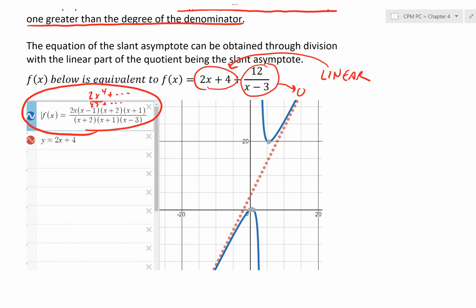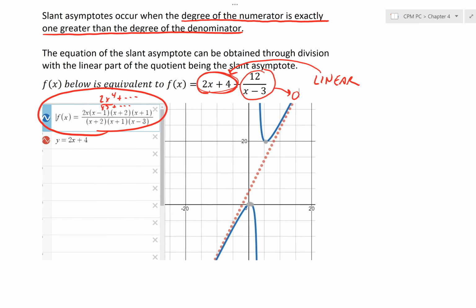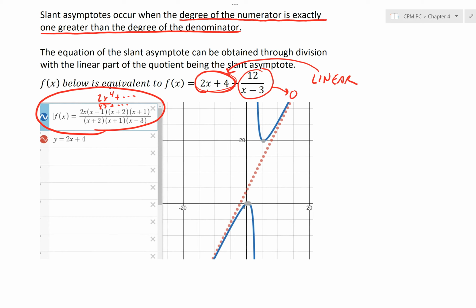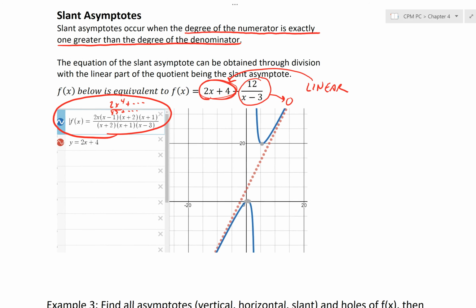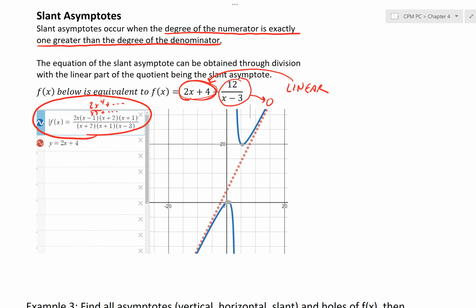So if that part's going to approach 0, then that's why the graph starts to take on the shape of 2x plus 4. Because the rest of that function becomes insignificant. It becomes so small that it's negligible, and the curve will start to resemble the line y equals 2x plus 4. Okay? So again, if the degree of the top is 1 greater than the degree of the bottom, then we have a slant asymptote. And we just do long division and look at the linear part of the answer we get when we do long division. Okay?